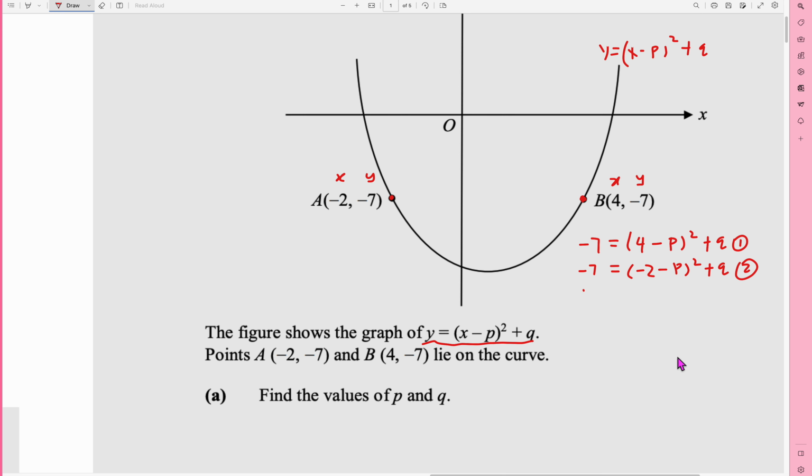So what do you see here? You see two equations, right? Can you see two equations? So the next step for you to do is this. You use 1 minus 2, that means your equation 1 minus equation 2. Why? Because you use the elimination method.